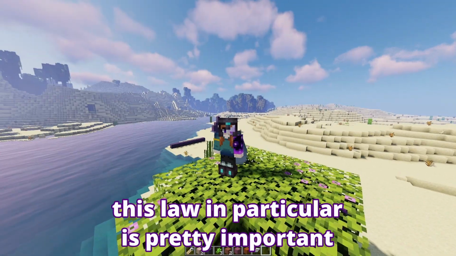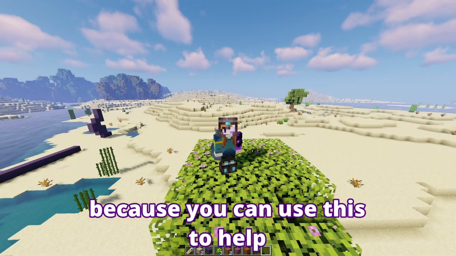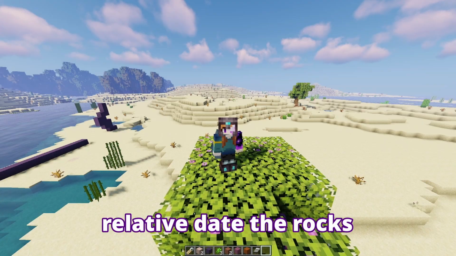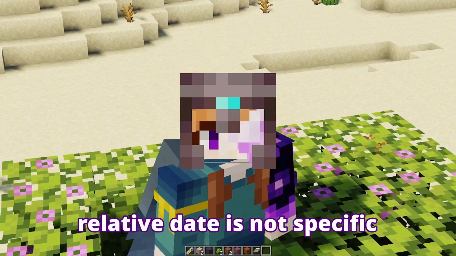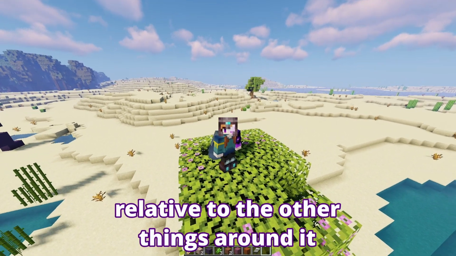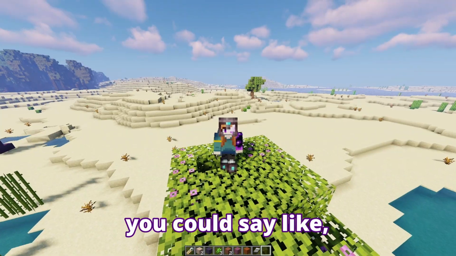This law in particular is pretty important when it comes to sedimentary rocks because you can use this to help relative date the rocks. By the way, relative date is different from numerical age. Relative date is not specific. It just gives an age relative to the other things around it. Numerical age is a specific date. You can say like, I'm 16.